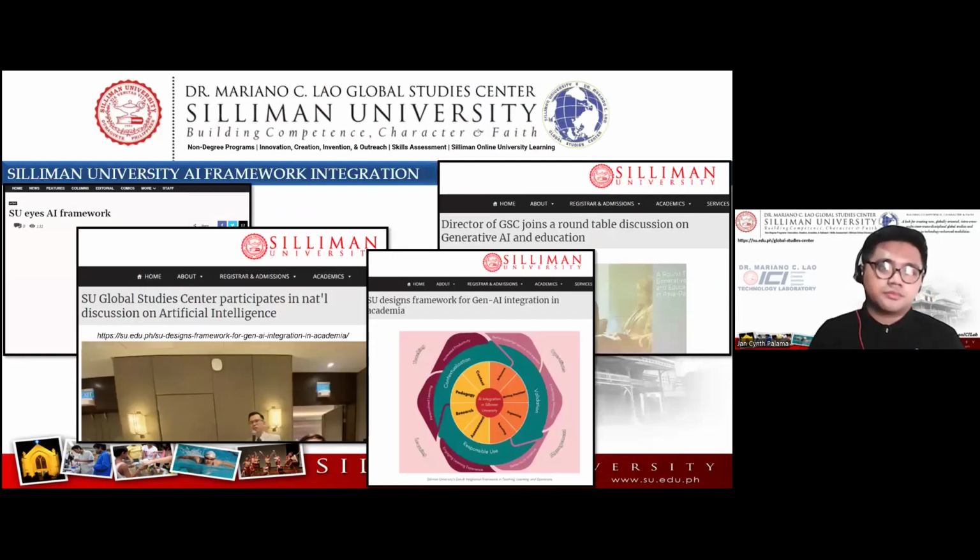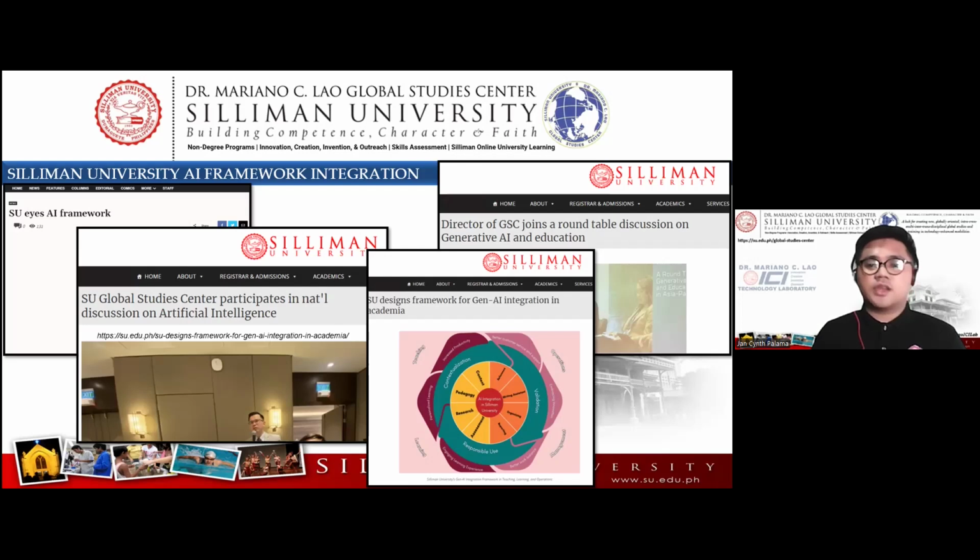Now, we are in the revolution of artificial intelligence in Silliman University. The Office of the Dr. Mariano C. Lao Global Study Center has actually designed a generative AI integration framework for teaching and learning, and not just for teaching and learning, but also for administration and operations.